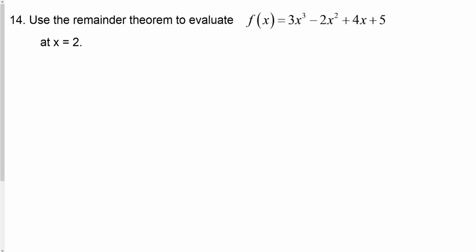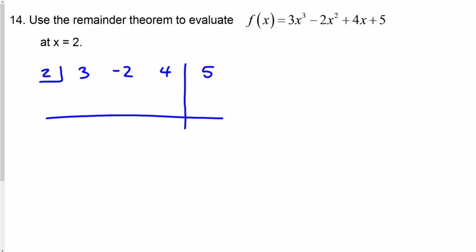Number 14, use the remainder theorem to evaluate f of x equals 3x cubed minus 2x squared plus 4x plus 5 at x equals 2. So what this means is to use synthetic division at the point given, so at 2. So my coefficients are 3, negative 2, 4, and 5.